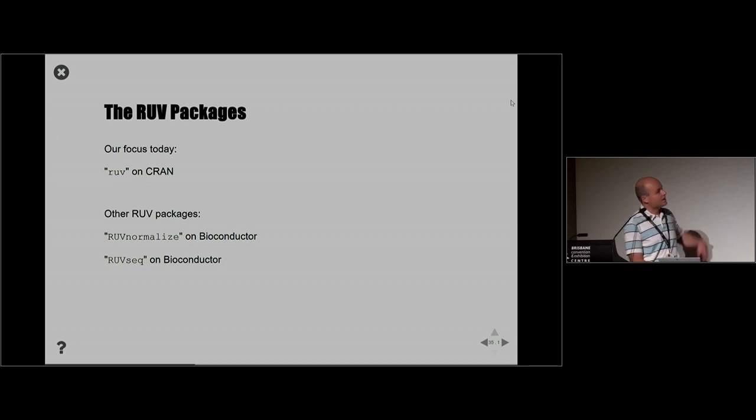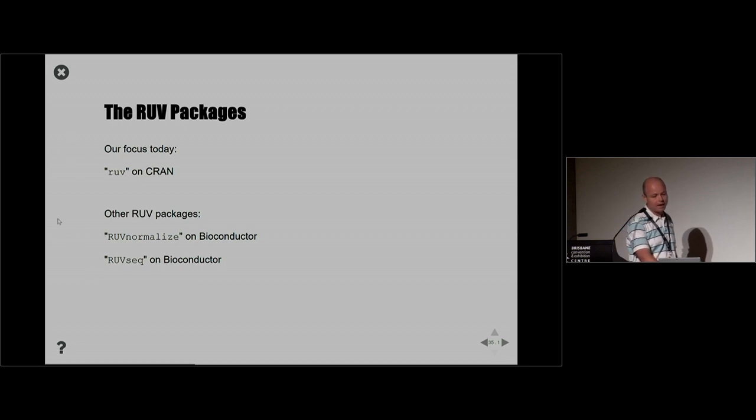I should say that there are a couple RUV packages. The one that I'm going to be focusing on today is the one that's on CRAN and is just called RUV. There are 2 others that are on Bioconductor. One is called RUVnormalize. This has some earlier versions of the methods that are based on replicates and also some methods that are applicable when you're willing to assume that the unwanted variation and the variation of interest are essentially independent. And then there's another package on Bioconductor called RUVSeq, and that is specifically tailored to RNA sequencing data.